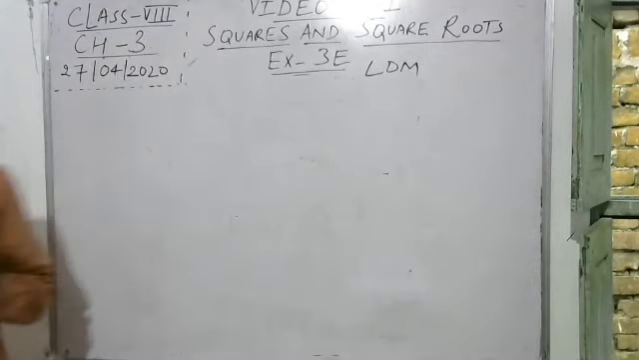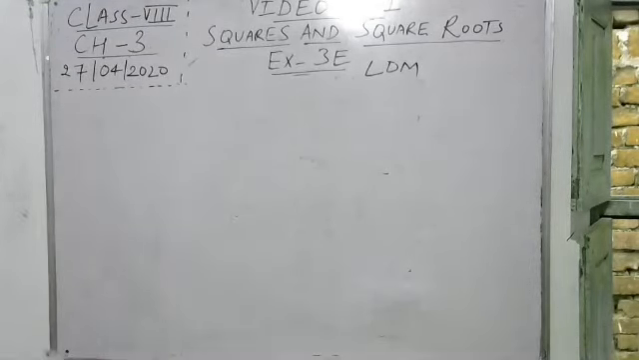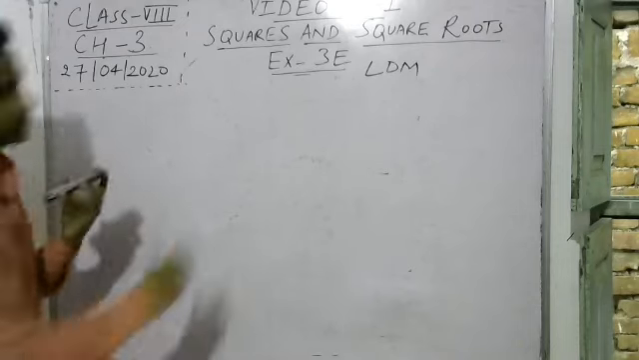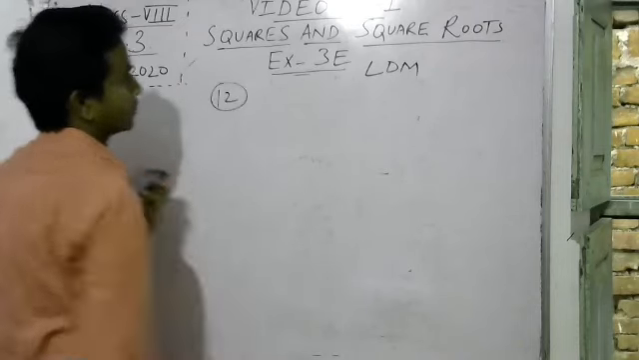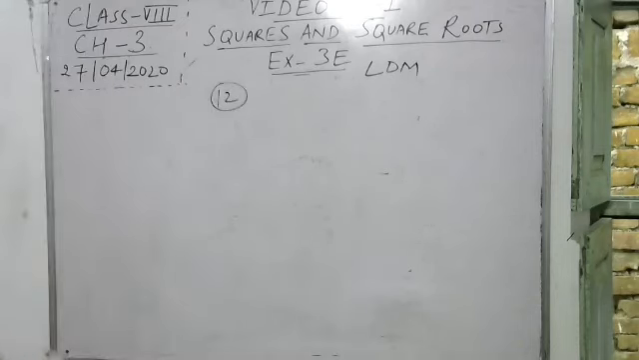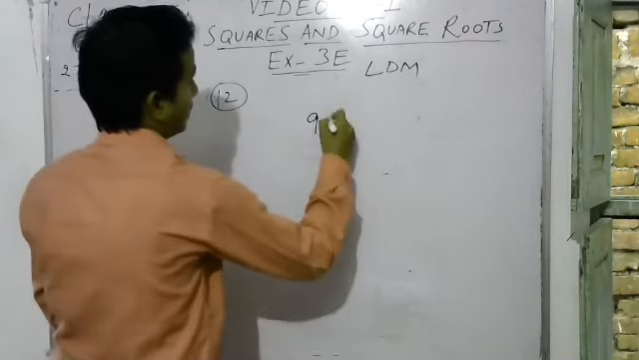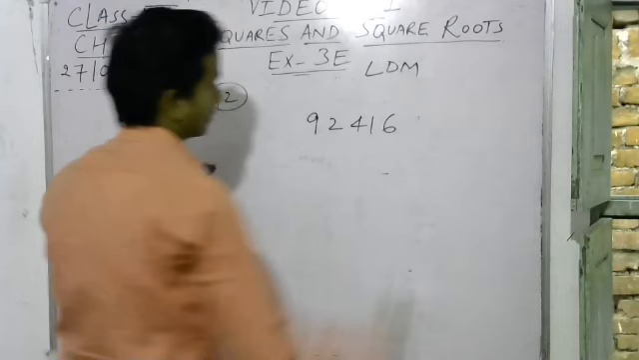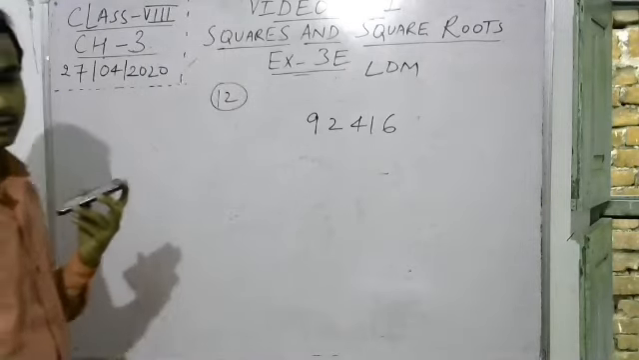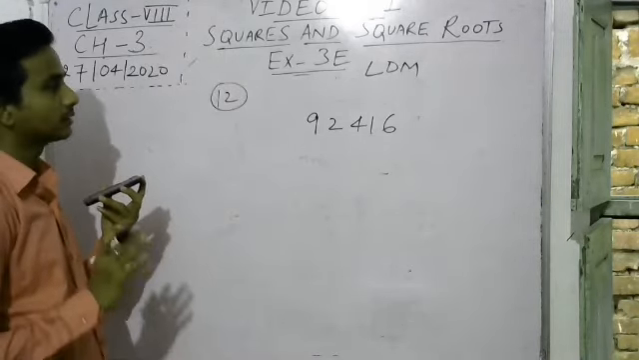Now let's see question number 12 of exercise 3E. Question number 12. So what is question number 12? Find the square root of 92416. So we have to find the square root of 92416.